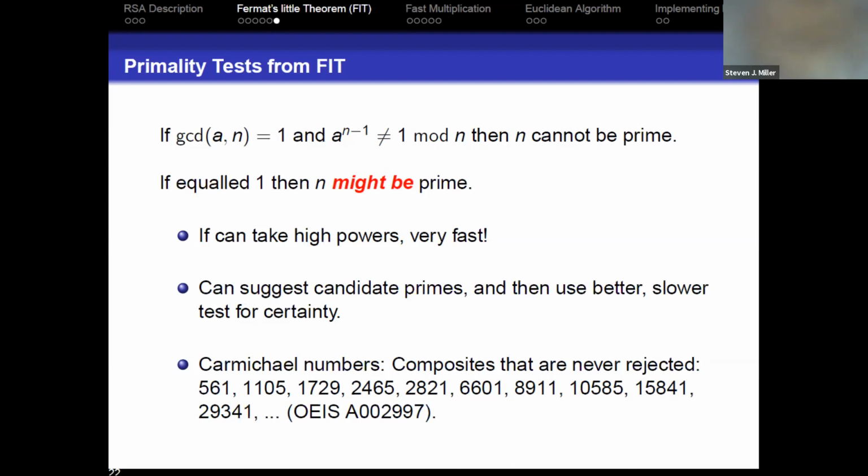Now, it turns out that there can be infinitely many numbers that satisfy this condition, a to the n minus 1 is 1 mod n, without being prime. And these are called Carmichael numbers. And the first few are 581, 1105, etc.